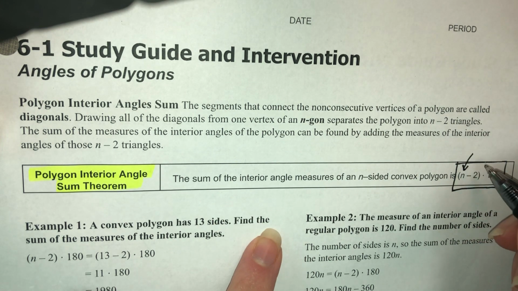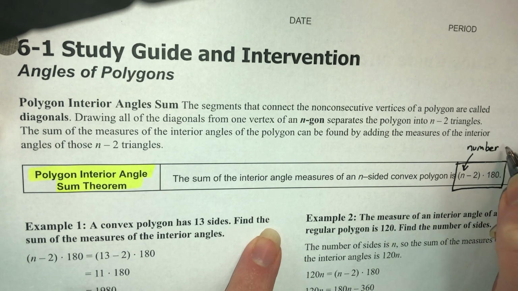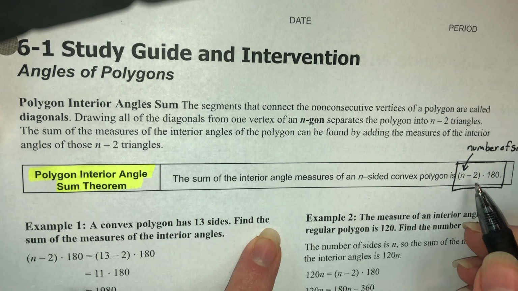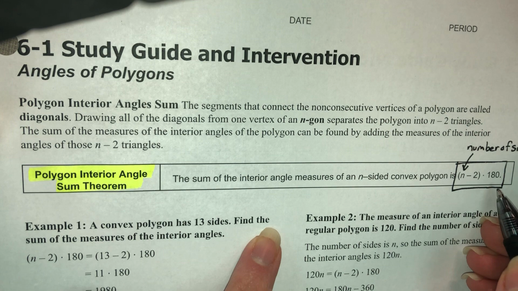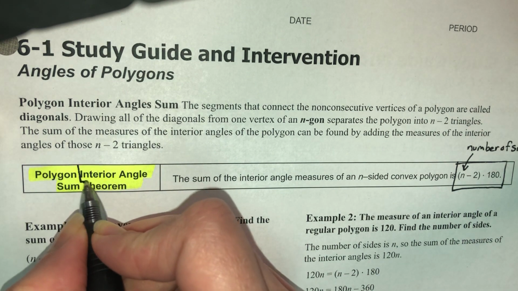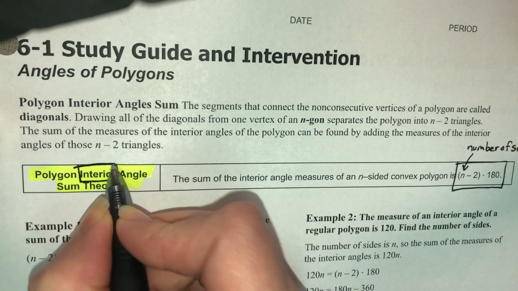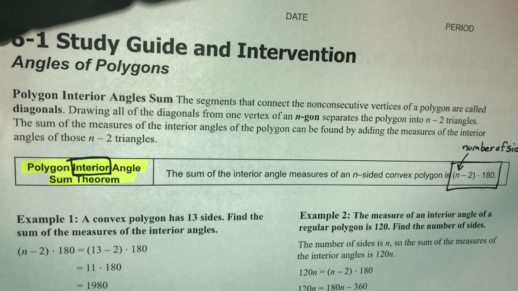N represents the number of sides, and if you take the number of sides of your polygon and you subtract 2 from it and then multiply by 180, that will give you the sum of the interior angles in that polygon, okay? So, I would recommend that you get a calculator for today's lesson because some of these answers are going to get quite large.